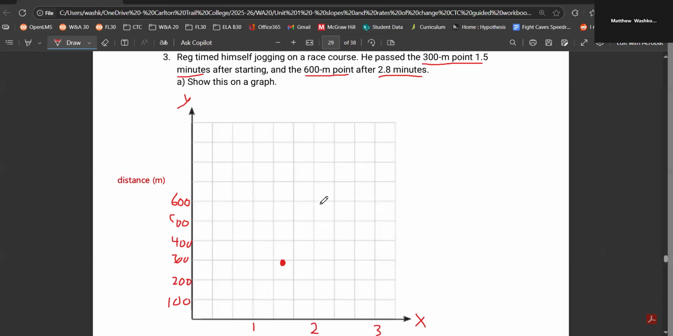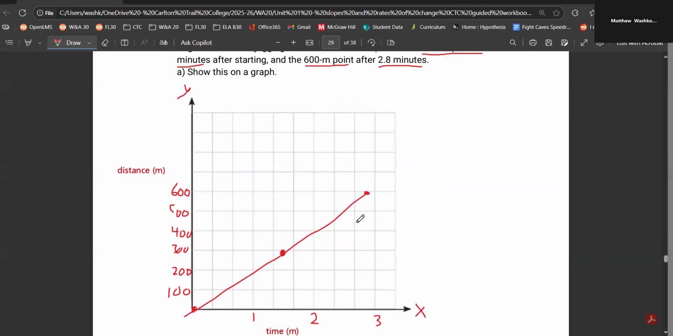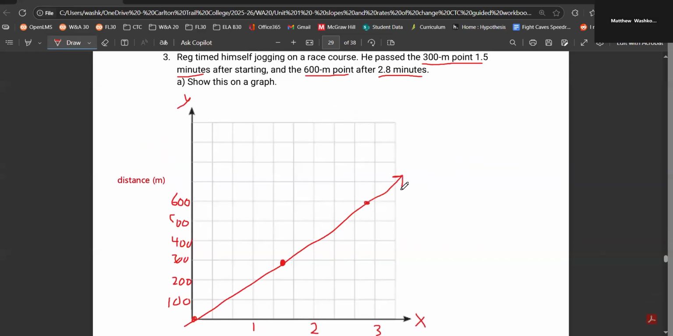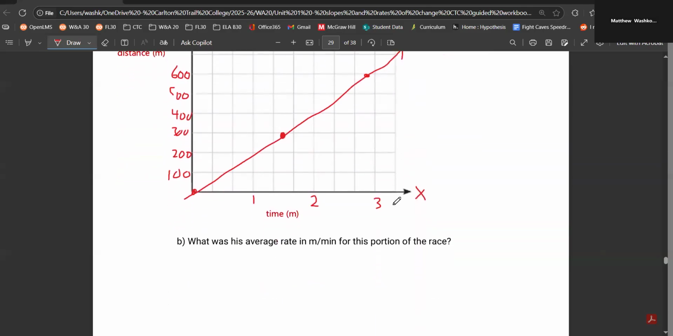Then let's go to 600 meters at about 2.8 minutes. Well, that's pretty close to 3. So let's say right here, sure. And you also know that he's going to be 0, 0, right? So now take your 2 points, your farthest one, your closest one, and draw a straight line through with a ruler. Okay, now technically this graph can keep going. So cool, I've done that as a graph.